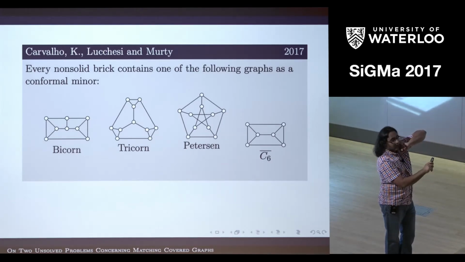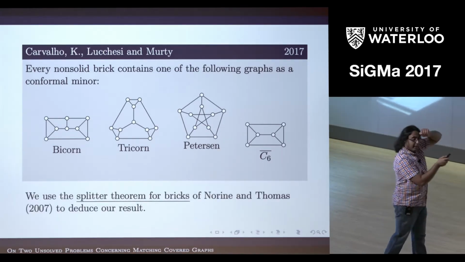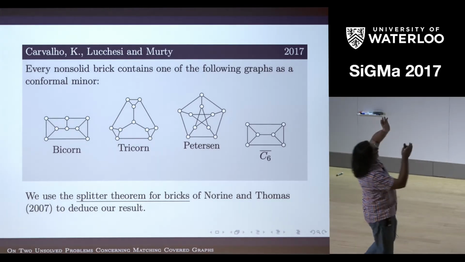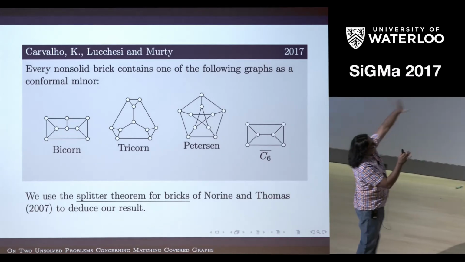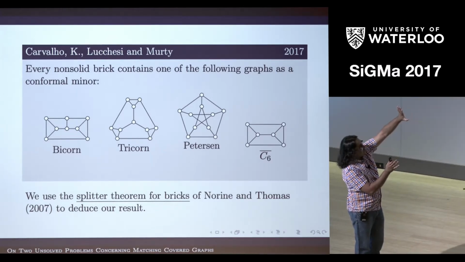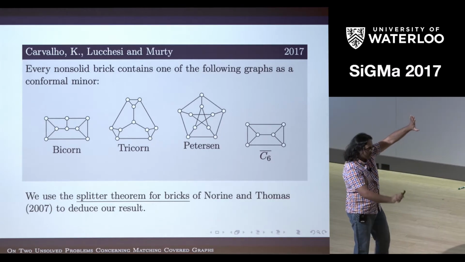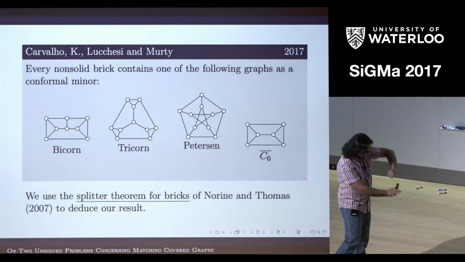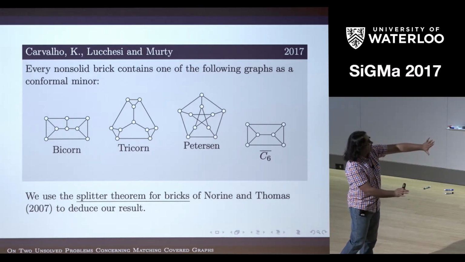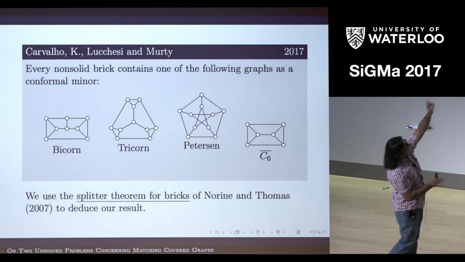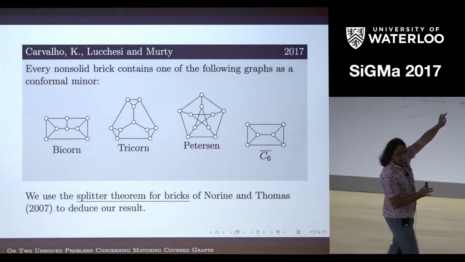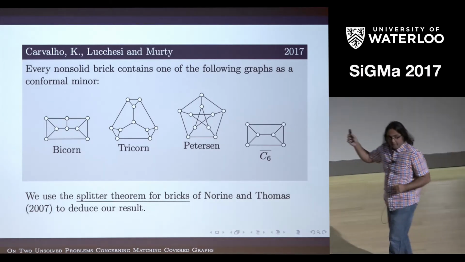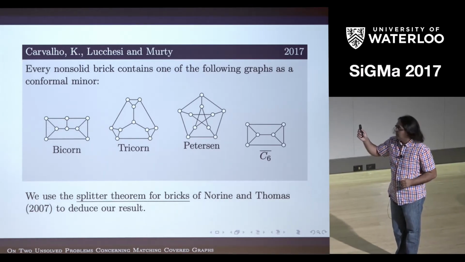At this step, we use a splitter theorem for bricks that was proved by Norine and Thomas to deduce our main result. So we have a non-solid brick, and it contains one of these four. The result of Norine and Thomas says that unless your graph belongs to a certain infinite family, and that infinite family includes the odd staircases, you can build your brick starting from one of these four graphs by doing certain operations, because this is a conformal minor of the brick that you're trying to build.